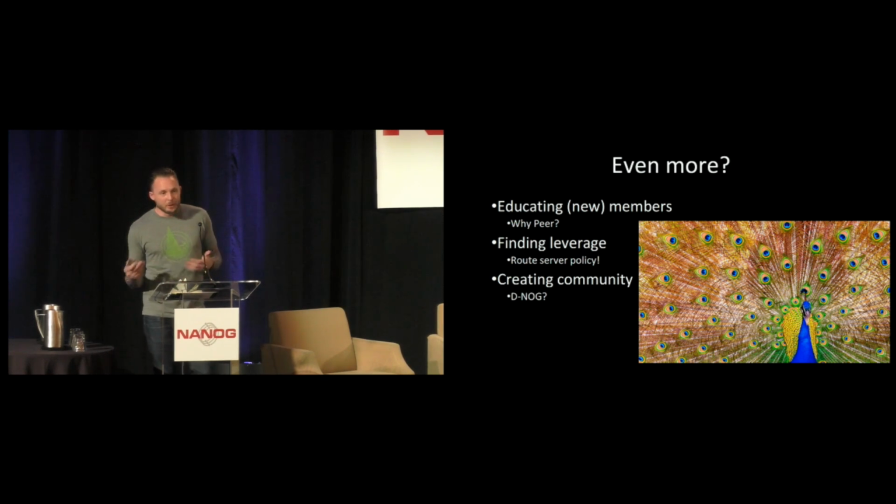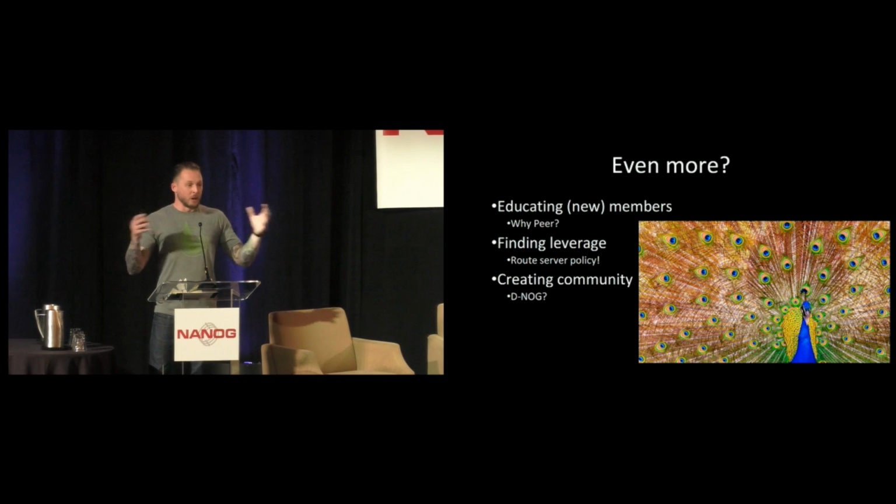Finding other leverage, right? That route server policy I think is a cool way to nudge our members to get into PeeringDB and then register their routes. What else can we do like that? And then obviously all this community that helped us create this whole thing, does that go further? Is there room for a Denver NOG or something like that? These are other ideas, right? We might want to get into.